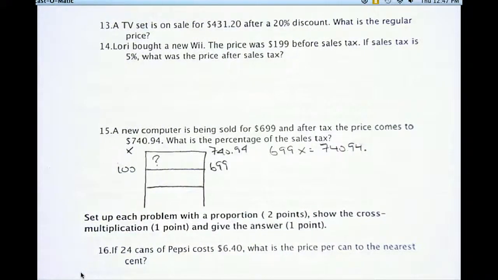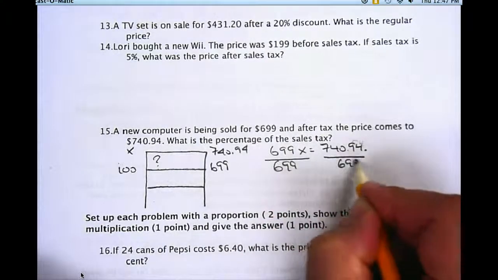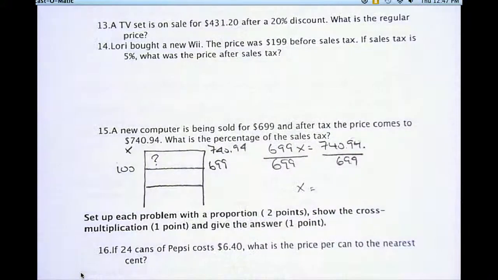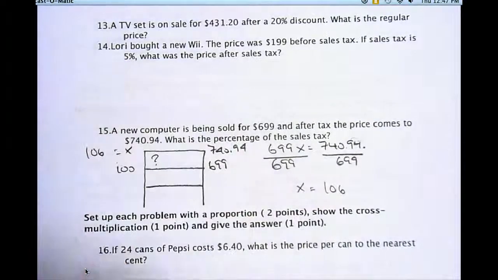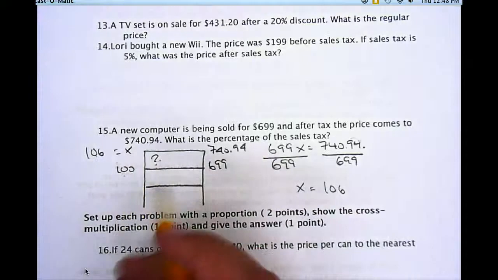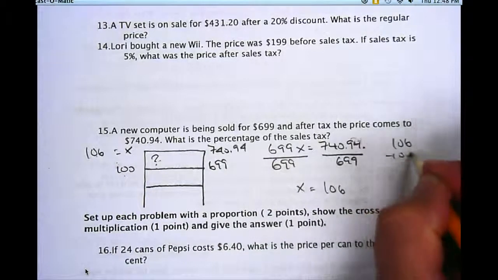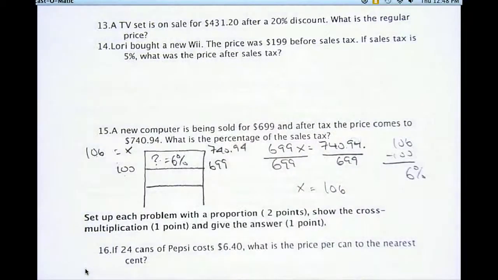Now, to solve for x, I have to divide by 699 again. So 740.94 divided by 699 is equal to 106. So x is equal to 106. Then, to find this number, I do 106 minus 100, and I end up getting 6% sales tax. So in this problem, my sales tax is 6%.